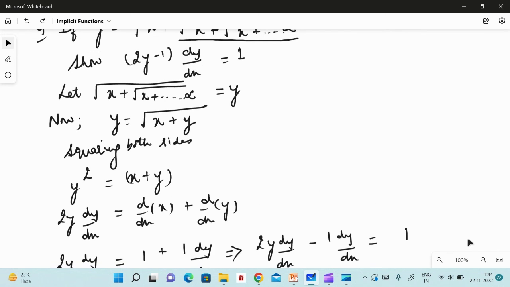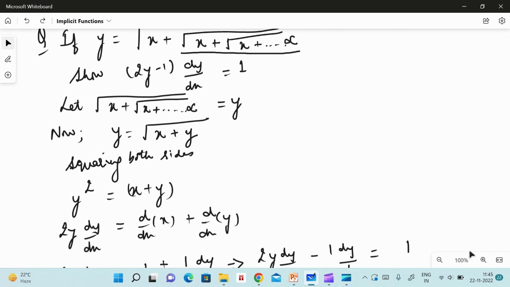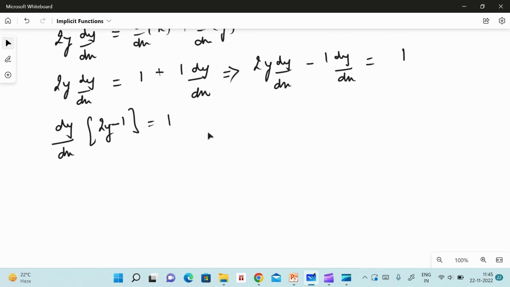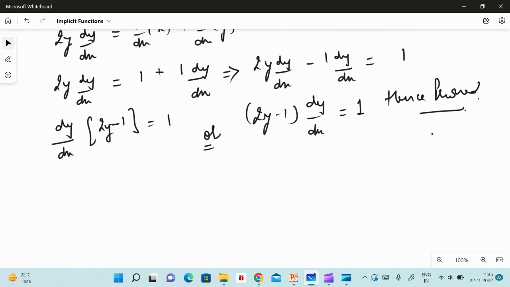Now if you look at the question, it is stated that we have to show 2y minus 1 dy by dx is equal to 1. And this is my solution, or I can write it in the same way: 2y minus 1 into dy by dx is equal to 1. So, hence proved, right? I hope the concept of implicit functions is clear to you.